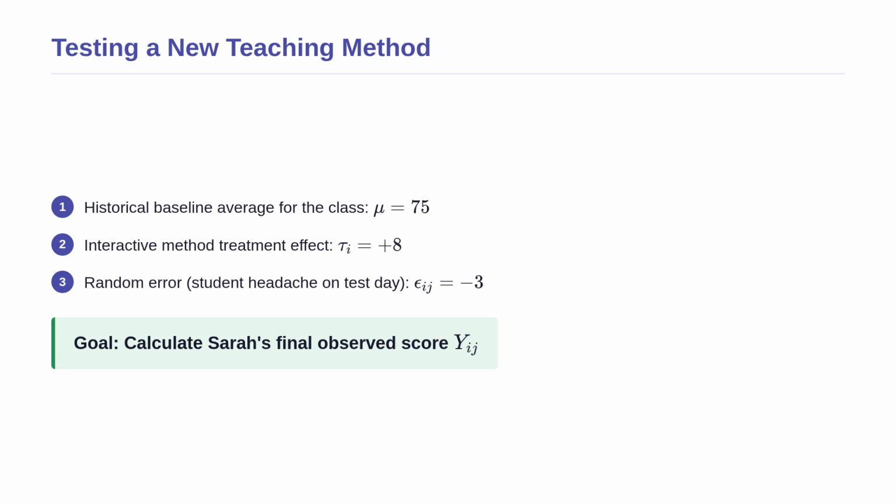Let us apply this linear model to a real-world scenario to see how it works. A university professor wants to know if a new interactive teaching method improves student test scores compared to traditional lectures. The historical baseline average for the class is 75 points. The new interactive method is known to add a positive treatment effect of 8 points. However, a student named Sarah had a slight headache on test day, causing a random error of -3 points. Let us calculate her final observed score.